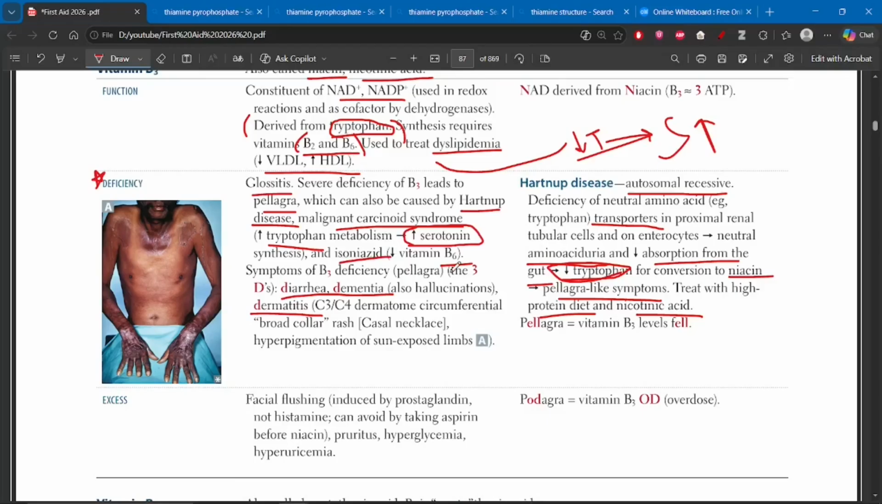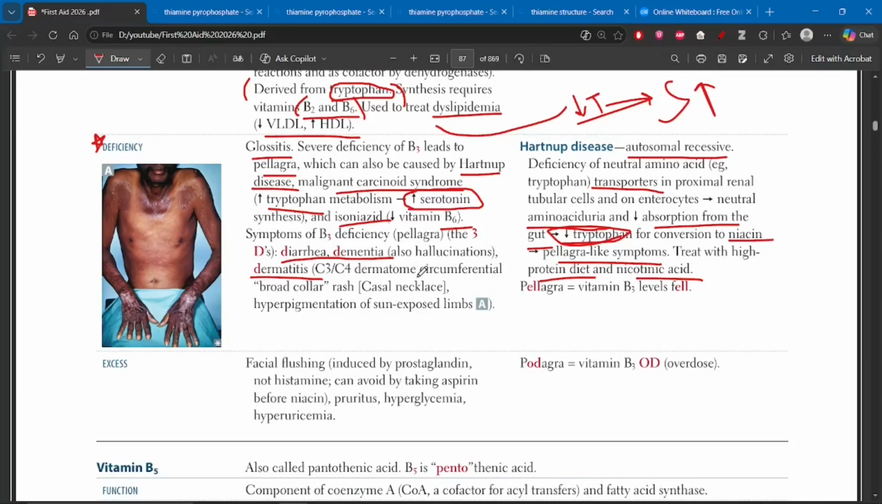So it's very important that you give the patient pyridoxine or vitamin B6. Pyridoxine is just a name for vitamin B6. You give the patient pyridoxine with isoniazid. It's very important. So these are the causes of pellagra.